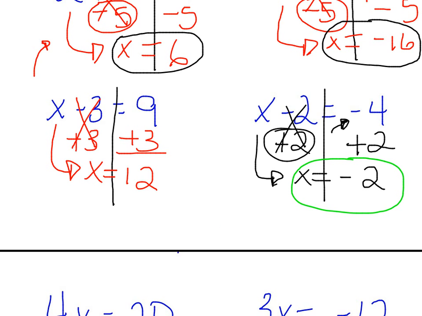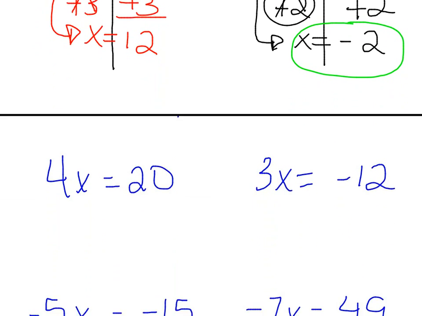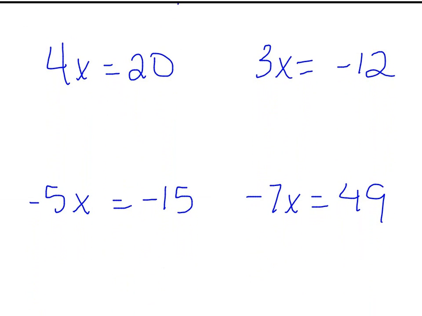Now those are the adding and subtracting equations, so let's look at what happens when we have multiplying equations. And that would be these. Here the x is being multiplied by something. In the first one it's being multiplied by 4, here by 3, by negative 5, and negative 7.